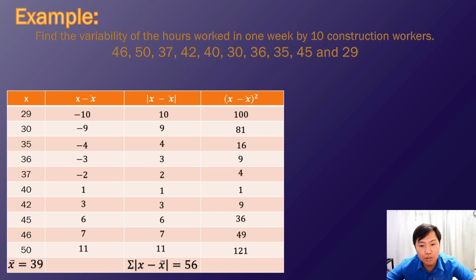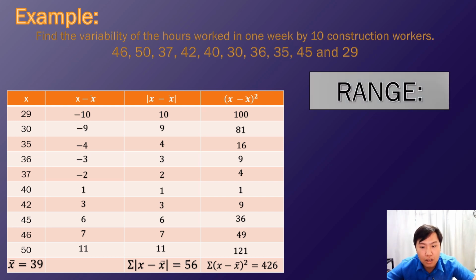So, nakompleto na natin yung fourth column natin. Ang gagawin naman natin sa fourth column natin ay hahanapin din natin ang summation or ang total value ng x minus mean squared. So, ang ating summation of x minus mean squared is 426. Ngayon, hanapin na natin ngayon ang range.